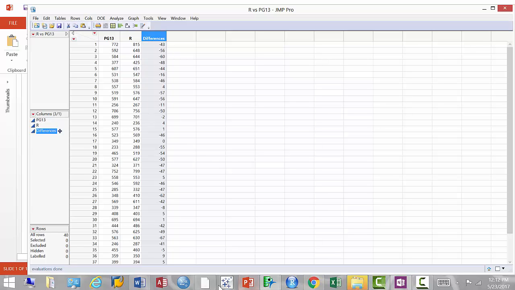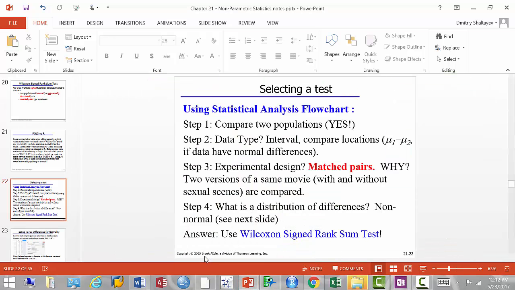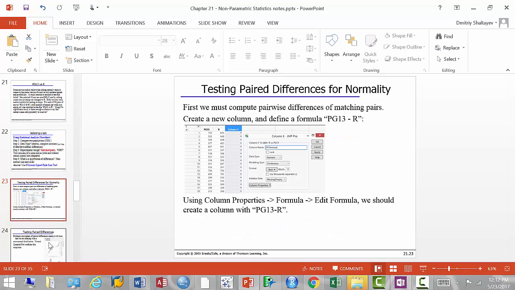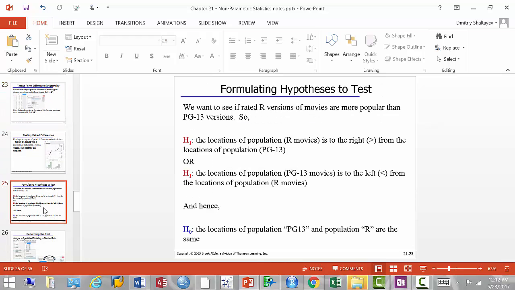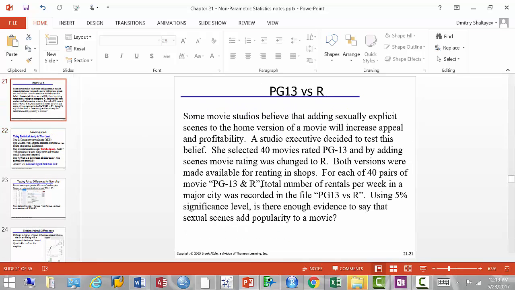Okay, so now let's go back to my flow chart. Distribution of difference is non-normal, and I have to use the Wilcoxon signed rank sum test. But before we do that, we have really a couple of steps missing, right? So we have to do the test. Before we do that, let's actually formulate what exactly we were testing, right? We're saying that R-rated movies are more popular than PG-13. That's the belief that we're testing, right? That's my original statement when I just read the problem. Some executives believe that PG-13 movies can be made more popular if you extend them and make them R-rated, right?